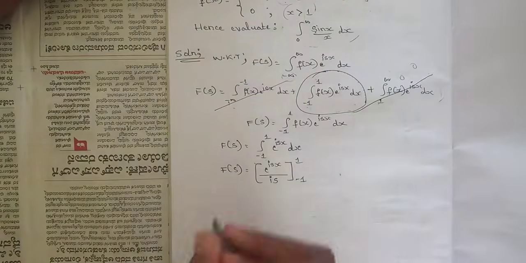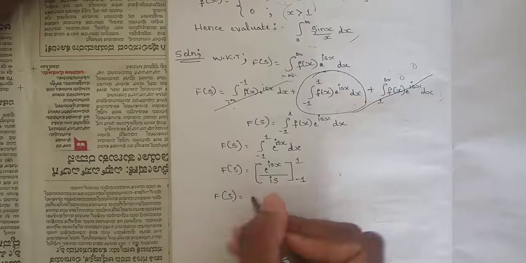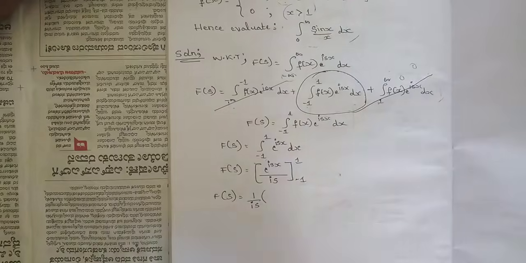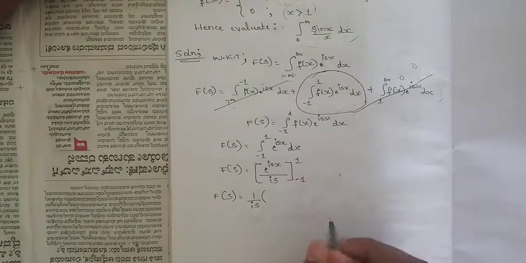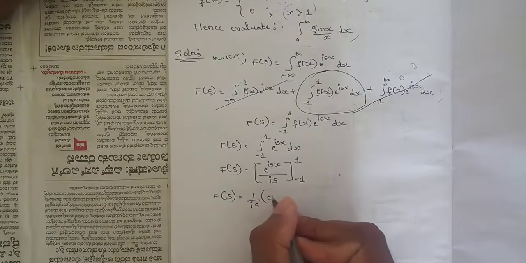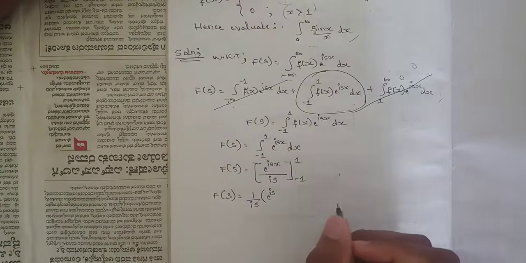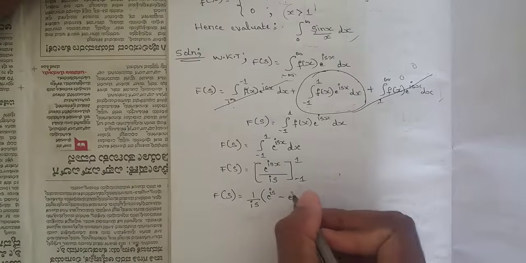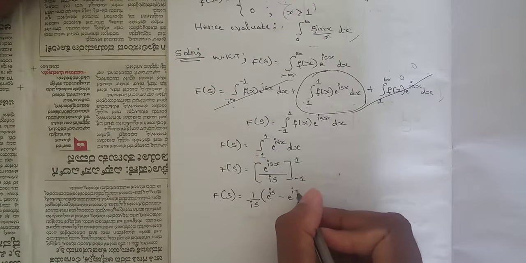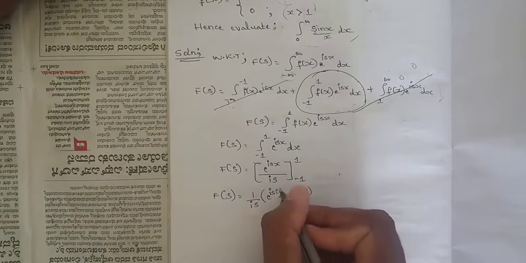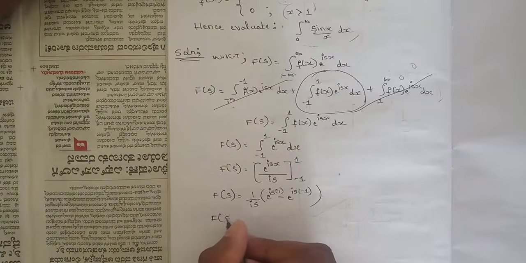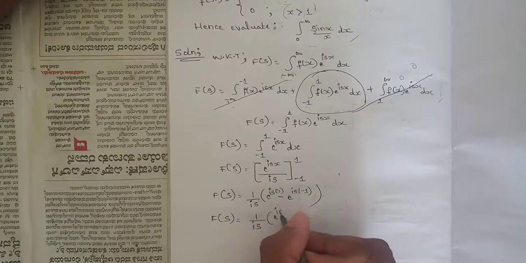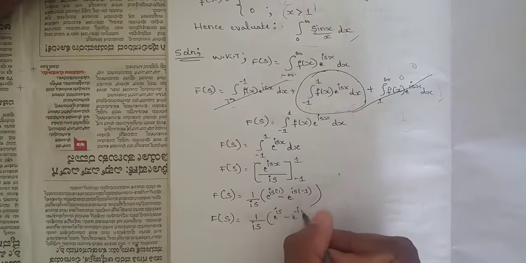Now F(s) is equal to, take 1 by is common outside, into the upper limit and the lower limit, that is e^(is) times 1. The upper limit is 1, so I'll write e^(is) minus e^(is) into minus 1. That is F(s) equal to 1 by is into e^(is) minus e^(minus is), right?